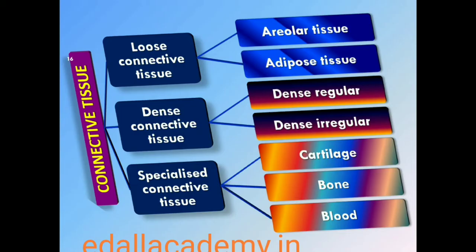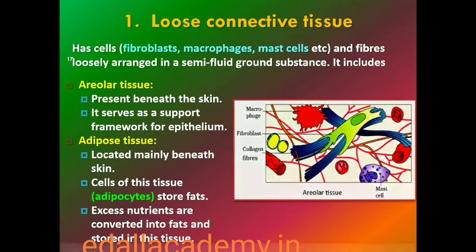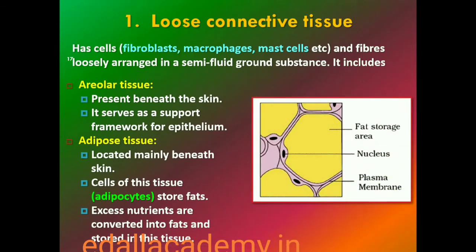Connective tissues are classified into 3 types: 1. Loose connective tissue, 2. Dense connective tissue, and 3. Specialized connective tissue. Loose connective tissue has cells and fibers loosely arranged in a semi-fluid ground substance, for example, areolar tissue present beneath the skin. Often it serves as a support framework for epithelium. It contains fibroblasts, cells that produce and secrete fibers, macrophages and mast cells.